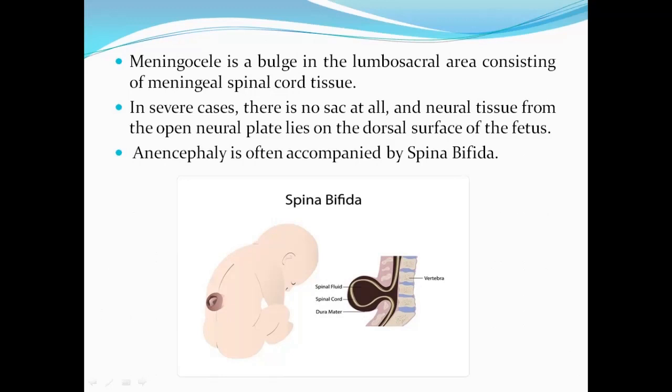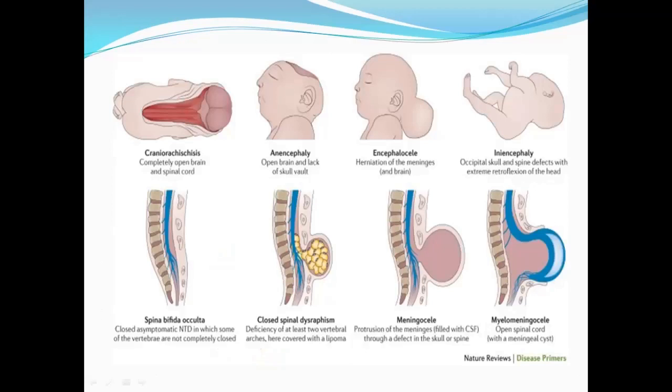Okay, so here in this image, you can see how the spina bifida looks. It is seen on the dorsal surface of the fetus where there is a bulge from the vertebral column, and in the bulge you can see the spinal fluid, spinal cord and dura mater. These are some of the problems which happen in spina bifida.